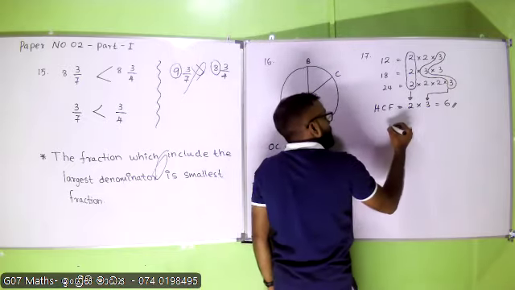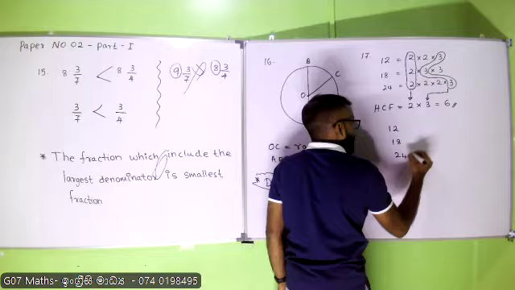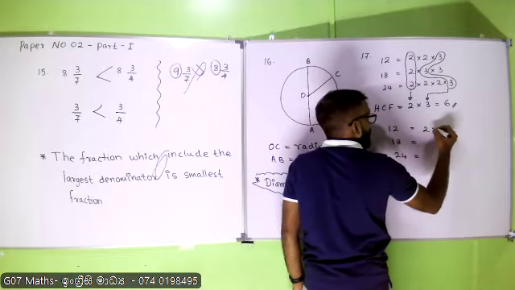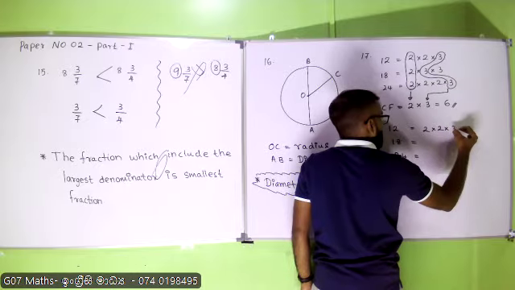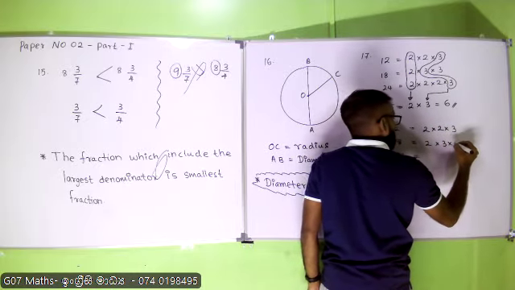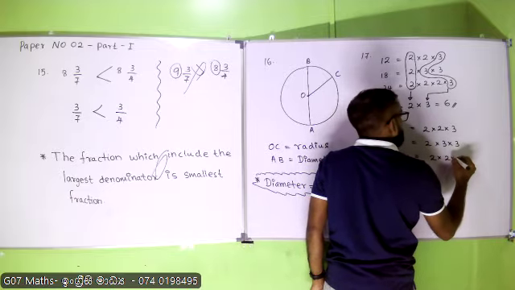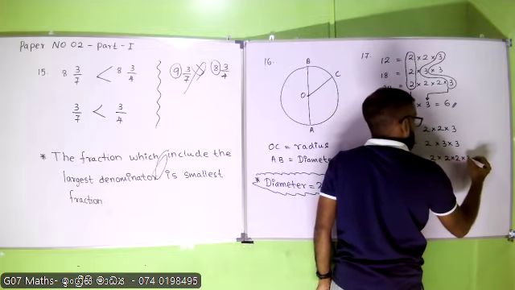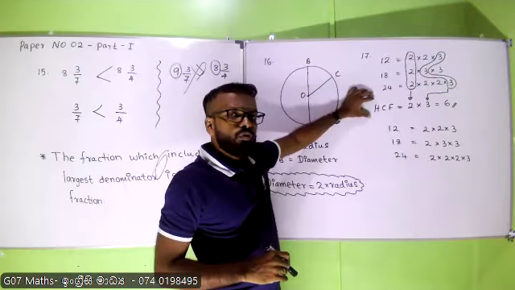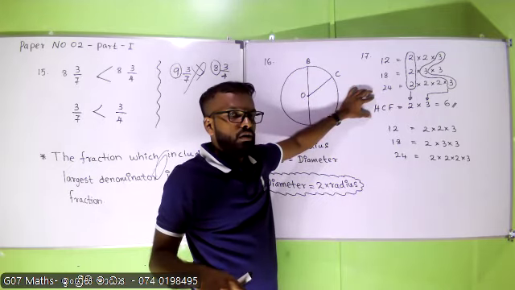So I will write it again. 12, 18, 24. 2 times 3, 2 times 3 times 3, 2 times 2 times 2 times 3. Alright. Now, this is how we are going to find the highest common factor, or HCF.